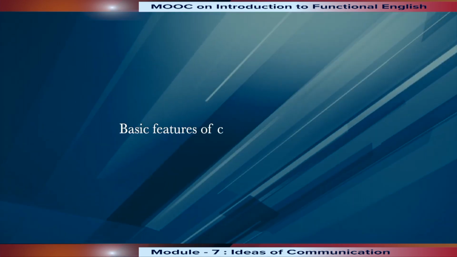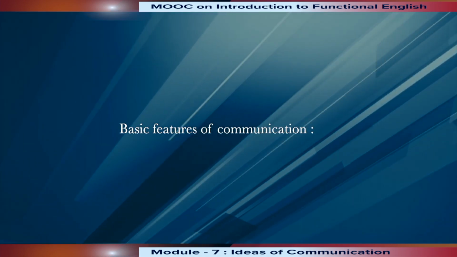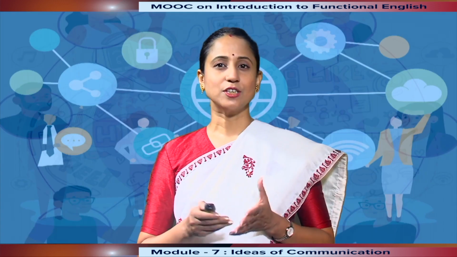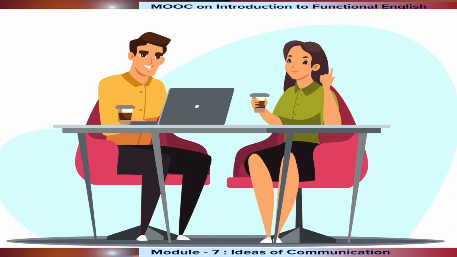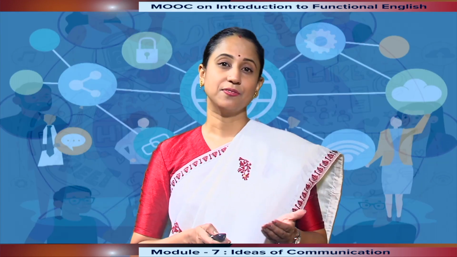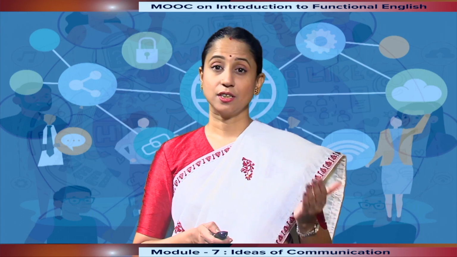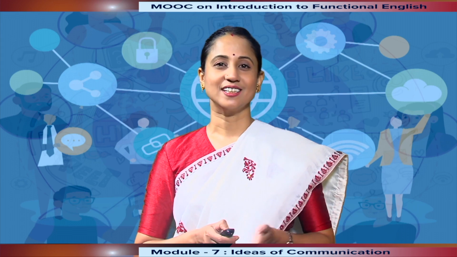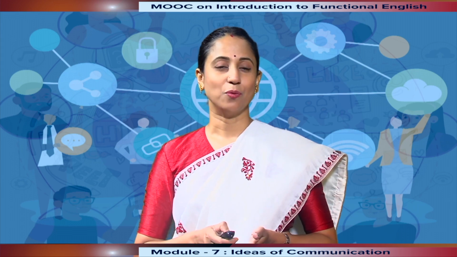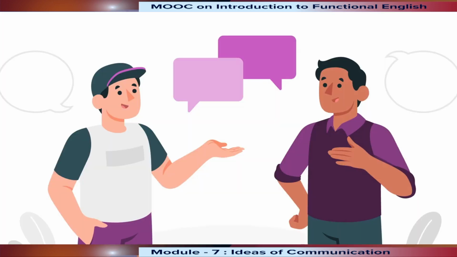Now let us discuss the features of communication. When we talk about the features of communication, it involves two people. It is a continuous activity. It is a pervasive function. Communication involves both information and understanding. Now let us discuss these features one by one. Communication always involves two people, a sender and a receiver. Then it is a continuous activity.